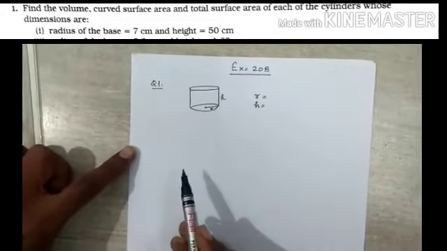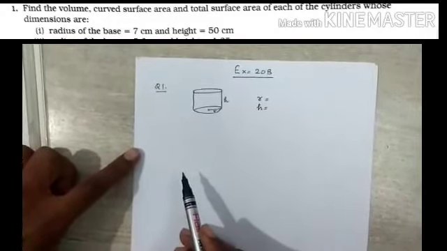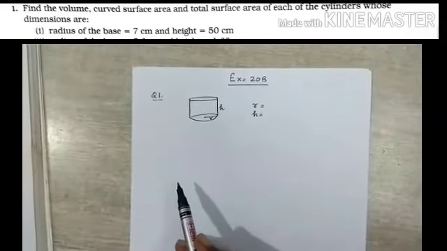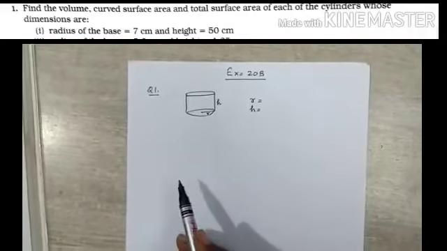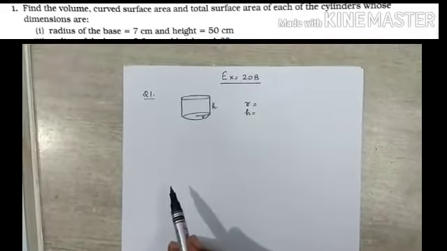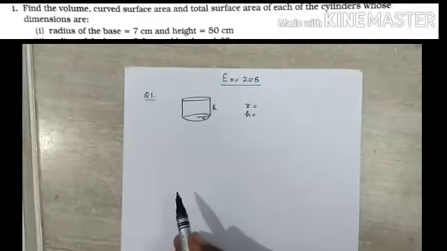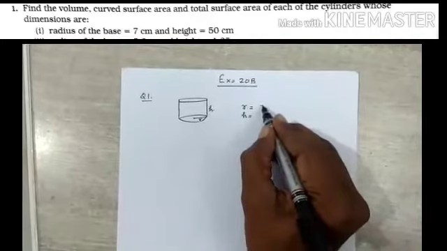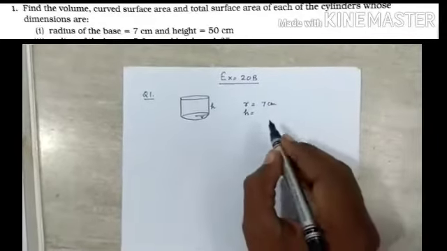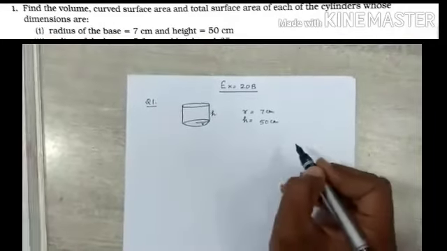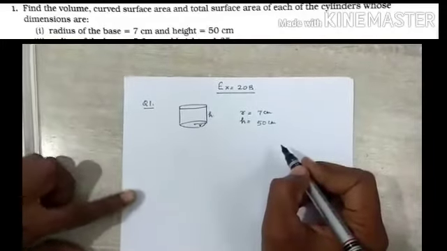Now we will discuss first question of 20B exercise. Question is saying find the volume, curved surface area and total surface area of each of the cylinders whose dimensions are. In first question, radius of the base is given 7 cm and height is given 50 cm. Now we have to find the three values.